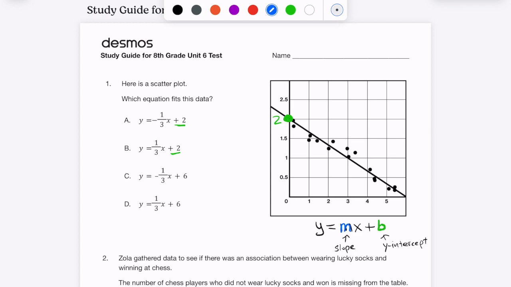And to find the slope, you pick 2 points on the line, and you create a slope triangle. Okay, it's important that you pick points that are on the line, right? Not the dots or the points around. We're talking right now about the line, not about the actual data points.